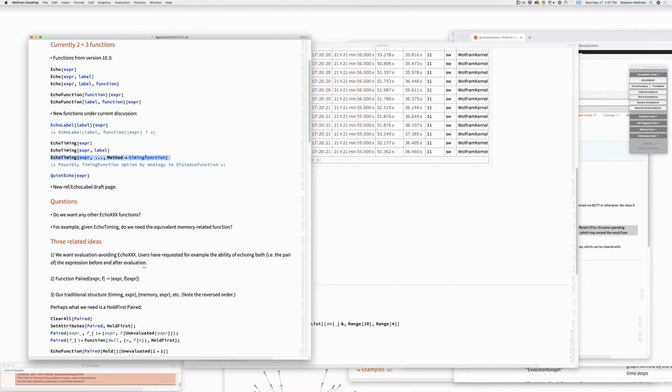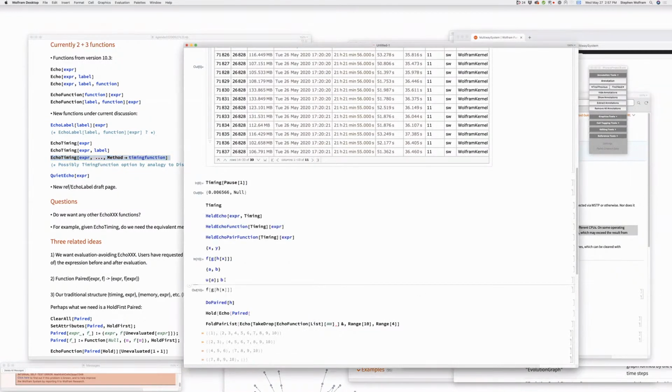I think if paired was hold first, which I wasn't planning, we would make it more powerful because it would be able to handle expressions before evaluation. Is it going to cause weird problems? I mean, generally, it's a big threshold to make something hold first. Indeed, yes. That's why I don't know. But you can't do this with paired, can you?